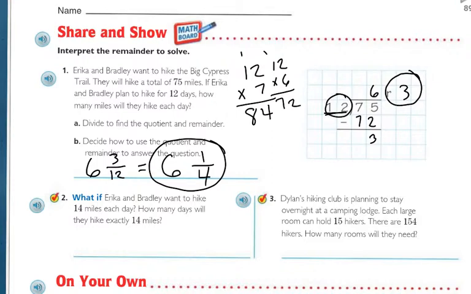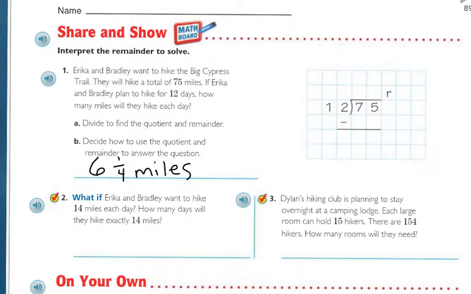All right, so let's look at the next one now. What if Erica and Bradley want to take a hike 14 miles a day? How many days will they hike exactly 14 miles? So now you're going to just take the problem, and instead of 12 here, you're going to put a 14. So let me clear it. Okay, so now instead of 12, I'm going to have 14 here. Okay, so this is going to be a 14. 14 goes into 75.